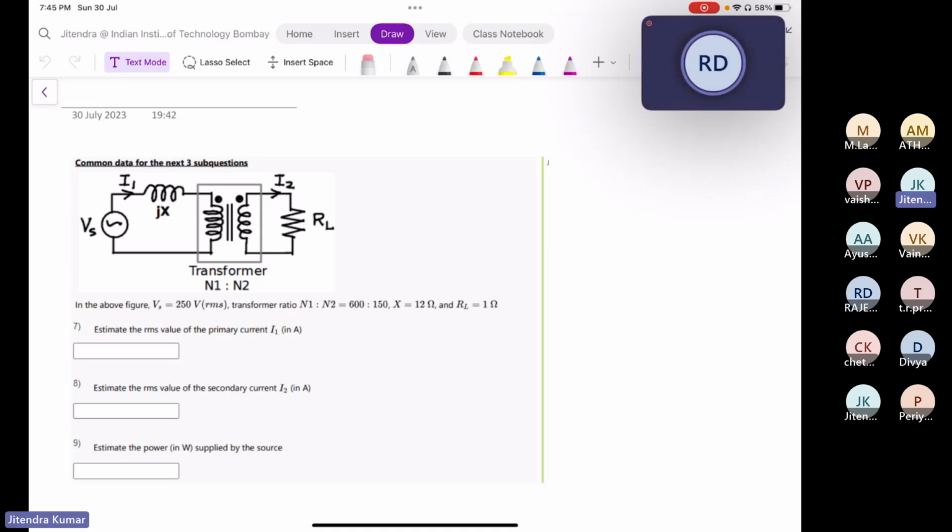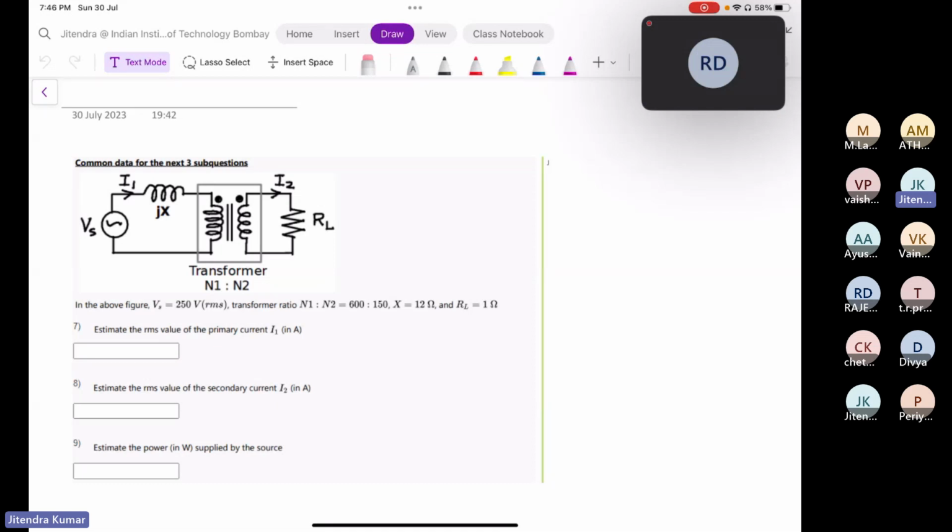Go ahead. In this problem, sir, we can solve Vs by V out equal to N1 by N2. This helps find the output voltage, which is across RL. Then from that, the current through RL can be found, and from that the power can also be found. Okay.